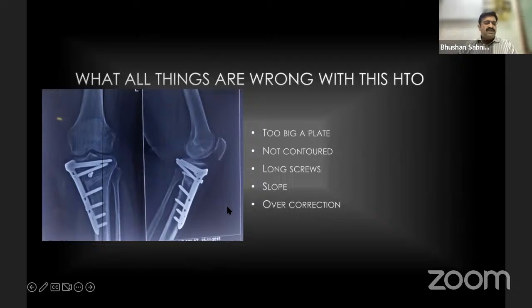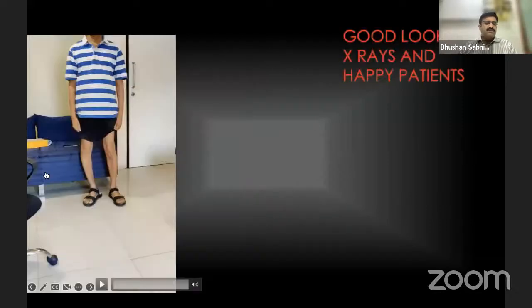But funnily enough, this patient is very happy about it. So as long as your correction is between 50 to 65, patients are really happy. But beyond 65, if you go in this zone, which is about 65 to 100, patients are generally unhappy. So make sure you don't make these mistakes and try to get a perfect alignment as far as possible.